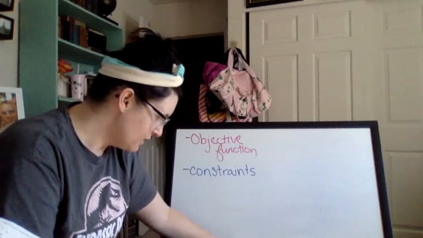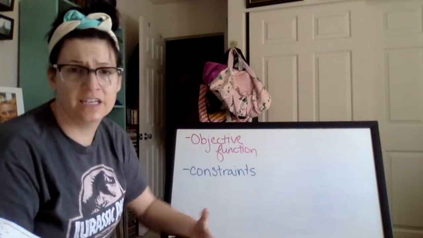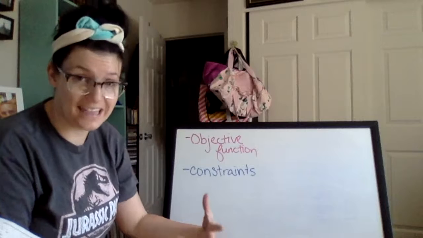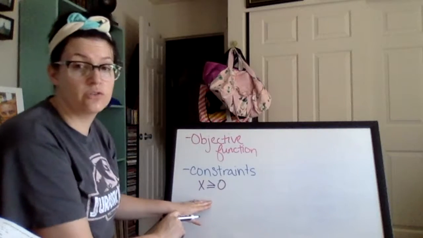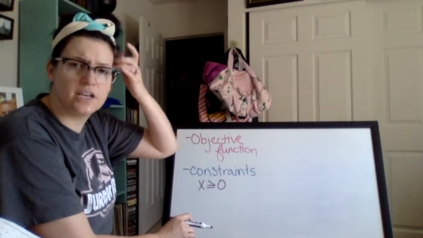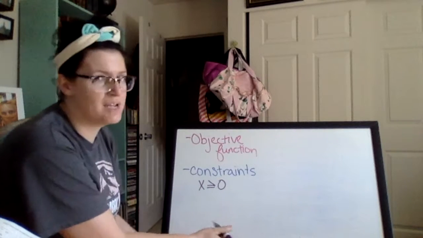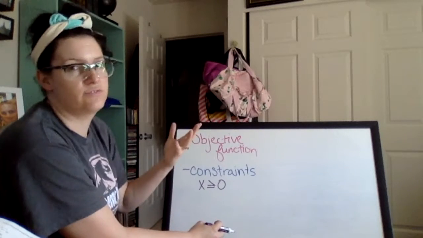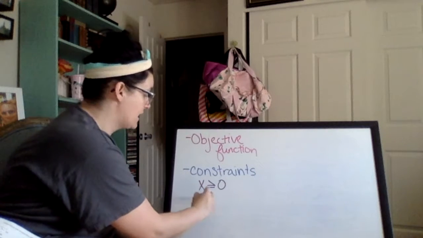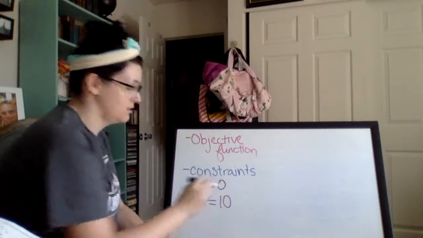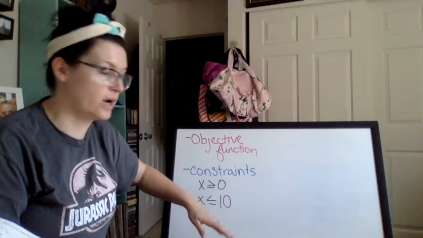So the constraints have to do with the criteria, the conditions of what you're working with. So that would be things like this. X is greater than or equal to 0. They're the conditions that you have to meet. And then you might have something like, if you're making candy, you only have 10 pounds of sugar. And so if X is your pounds of sugar, X has to be less than or equal to 10. Things like that. And we're going to do an actual example. I'm just explaining the parts to you right now.